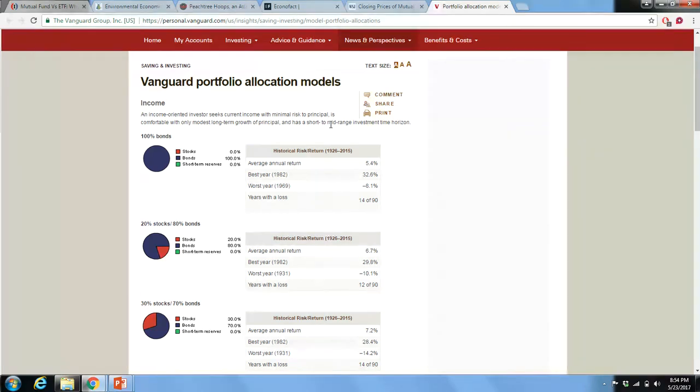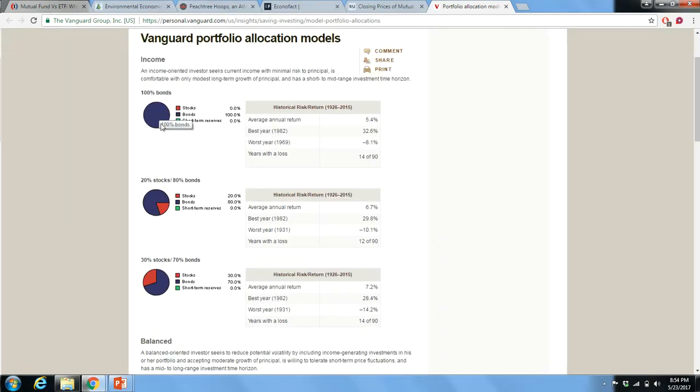And so what would you picture something that was more income oriented and very low risk? You would picture it having lots of bonds. And you can see here we've got a 100% bond fund, an 80% bond fund, and a 70% bond fund.